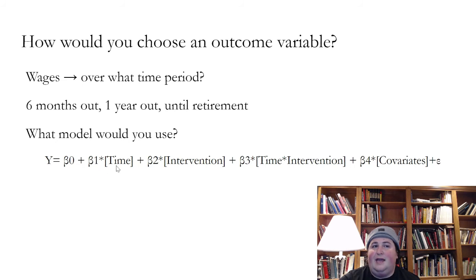So this would be like the age of the students. The intervention would be the hedge fund class, and then this would be age interacted with the class, right? In covariates, you can imagine what controls we would use. So we might use like the per capita income of the towns that they come from.